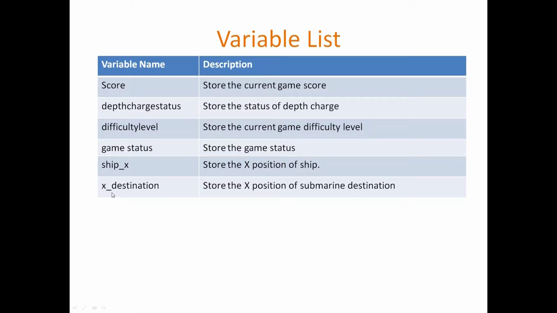And next you have the X_destination, which is the destination X position of the submarine. We'll be having submarines moving from one side of the screen to the other side, so we need to store the X position of where the submarine will move towards.